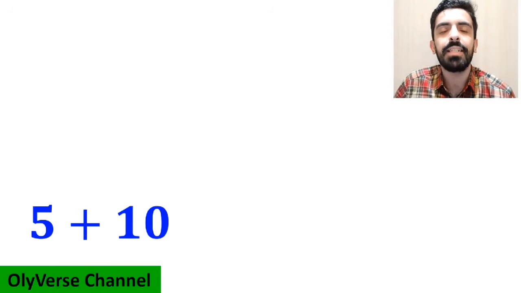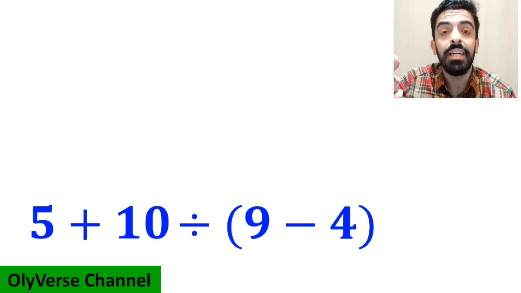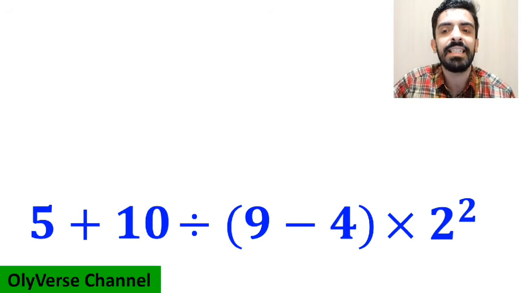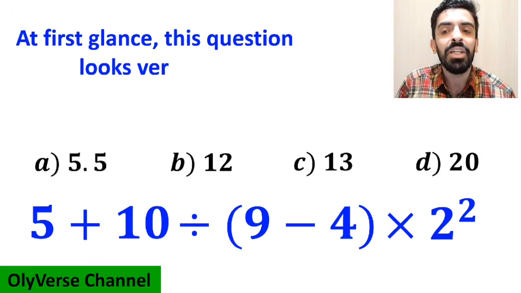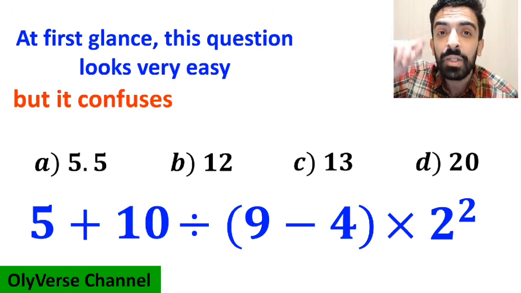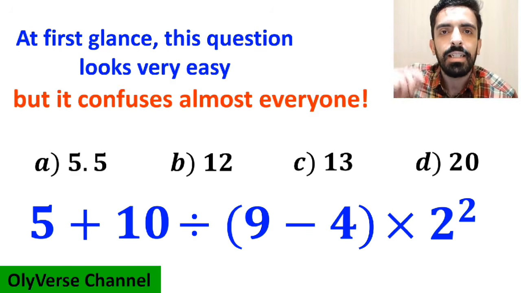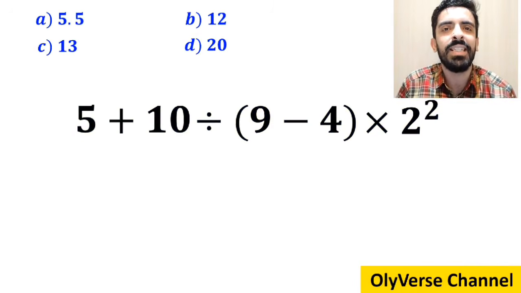What is the value of the expression 5 plus 10 divided by (9 minus 4), then multiplied by 2 squared? Which option do you think is the correct answer to this question? At first glance, this question looks very easy, but it confuses almost everyone. Let's go step by step and solve it together.